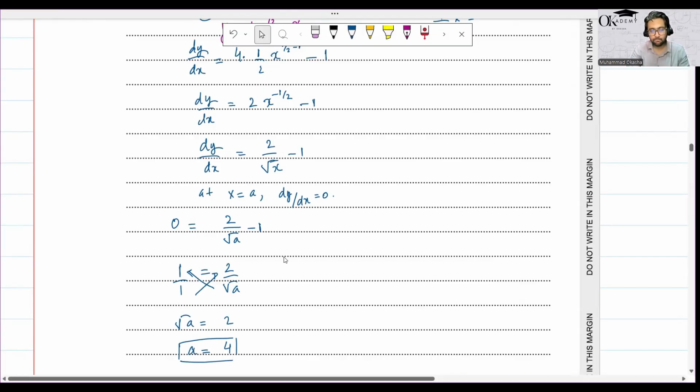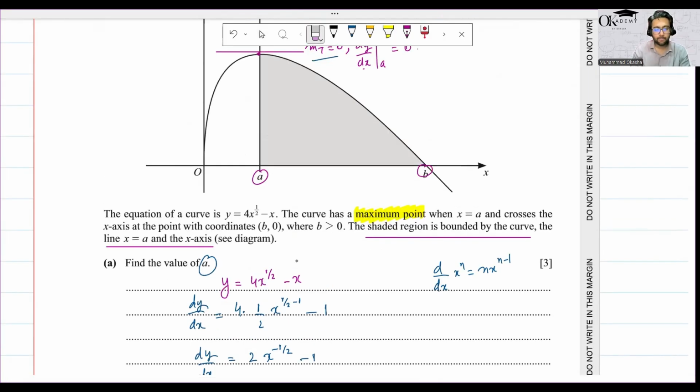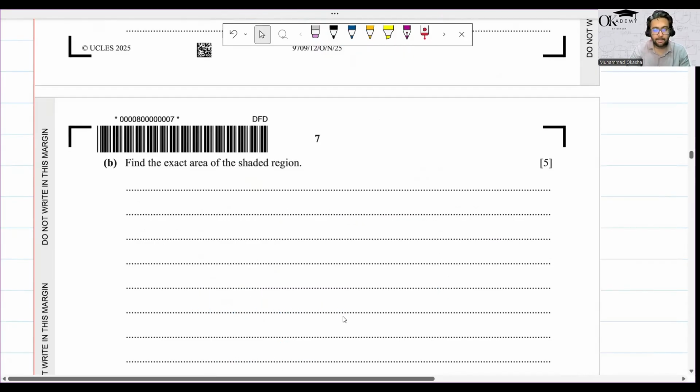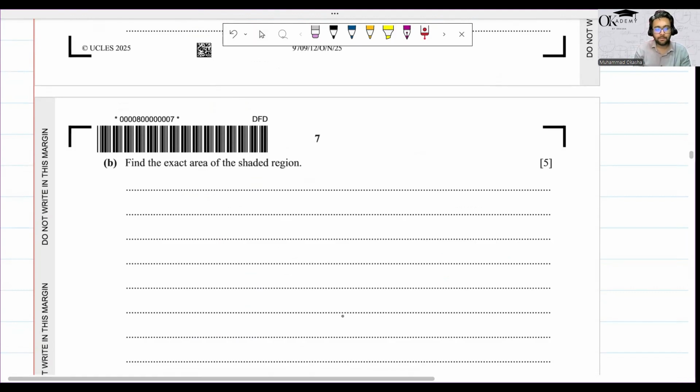And that's it. We got the value of a. So instead of a, I'm going to put a 4. We know that a equals 4. Next, find the exact area of the shaded region. So when we say the exact area of the shaded region, which means we'll do integration.